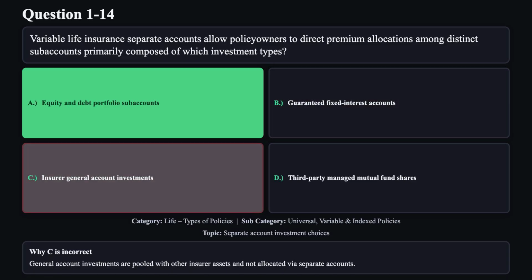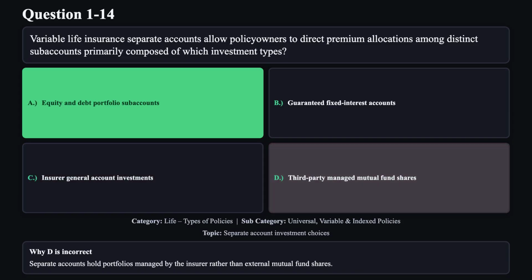Reason C is not correct. General account investments are pooled with other insurer assets and not allocated via separate accounts. Reason D is not correct. Separate accounts hold portfolios managed by the insurer rather than external mutual fund shares.